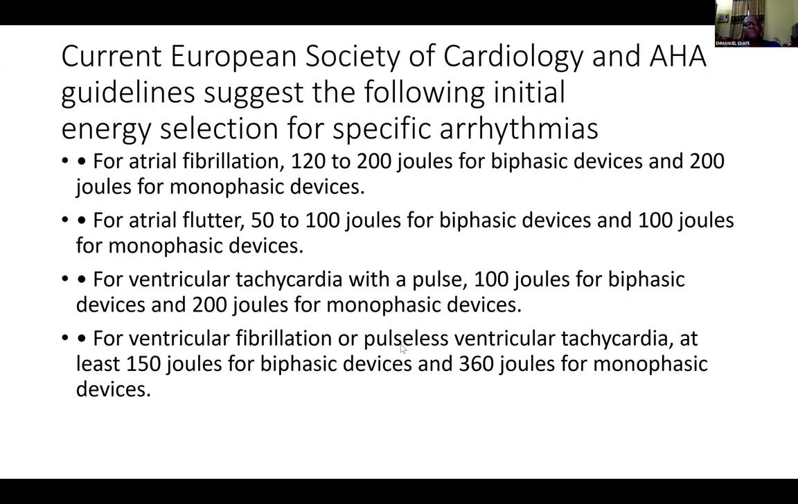While for ventricular tachycardia, if it is a patient with a pulse, you can start around 100 for biphasic, 200 for monophasic. For ventricular fibrillation and pulseless ventricular tachycardia, you start around 150 to 200 for biphasic and 360 for monophasic, if that is what you have there.